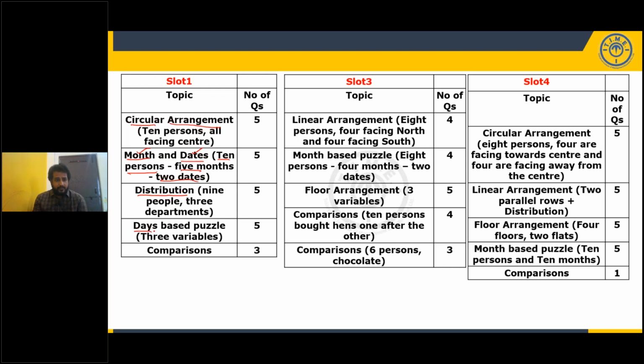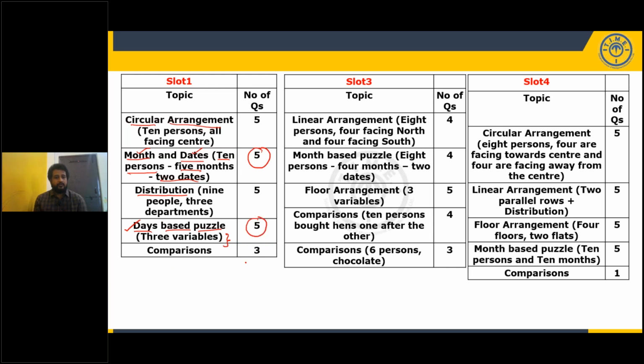And a days-based puzzle, and it is given with 3 variables. Generally they used to give only 2 variables. In previous years they gave 3 variables, but when they gave 3 variables, they gave only 5 days out of the 7 days, Monday to Friday or Tuesday to Saturday, this kind of puzzles. But in this particular slot they gave all 7 days with 3 variables. So it is also slightly higher level of difficulty compared to the previous exam.